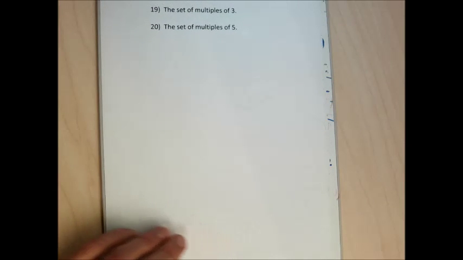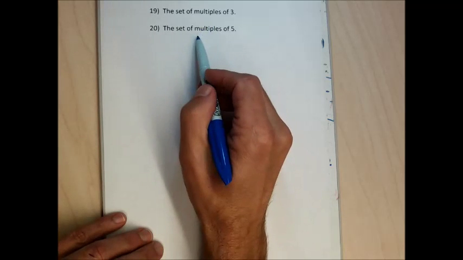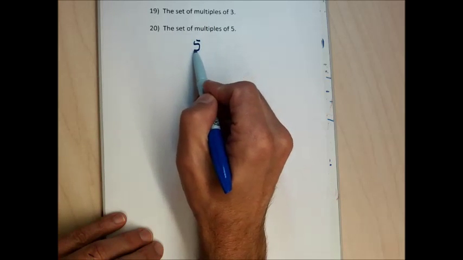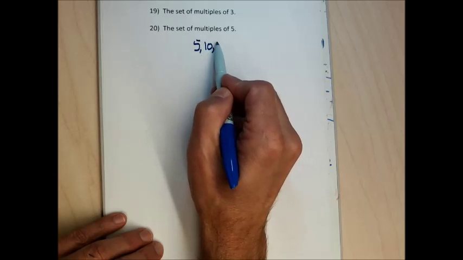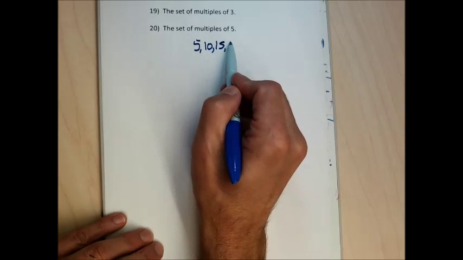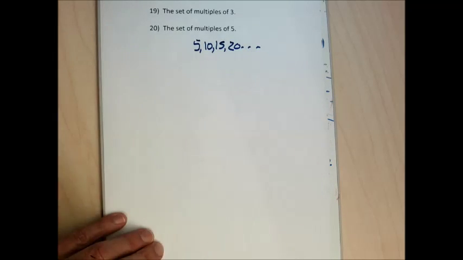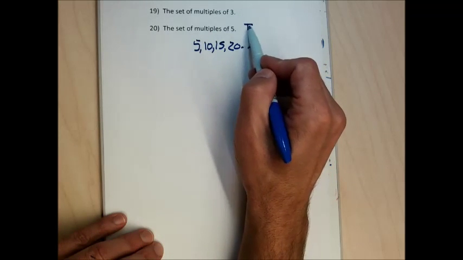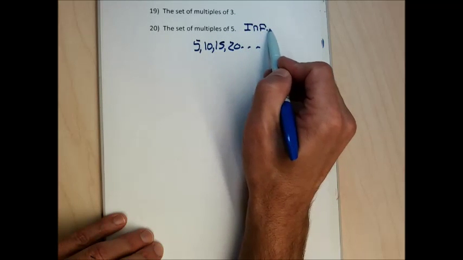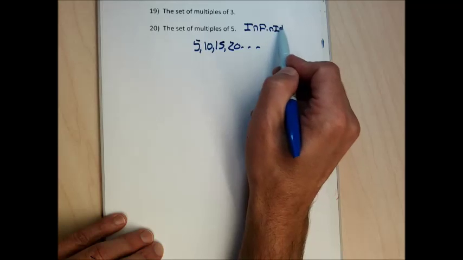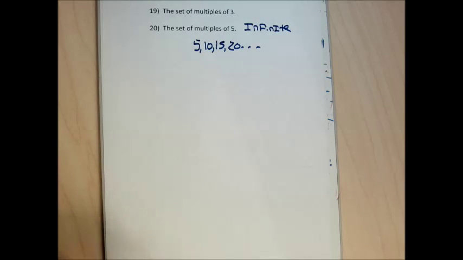For 19 and 20, we're dealing with multiples. The set of multiples of 5: 5 times 1 is 5, 5 times 2 is 10, 5 times 3 is 15, 5 times 4 is 20. This list would go on forever because I can multiply 5 by any of the infinitely many integers to get a multiple of 5. So this is going to be an infinite set.